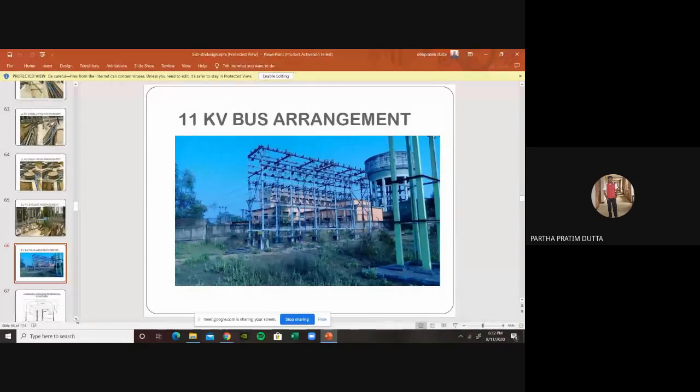An entire system may be collapsed. That's why this particular structure is being avoided right now.